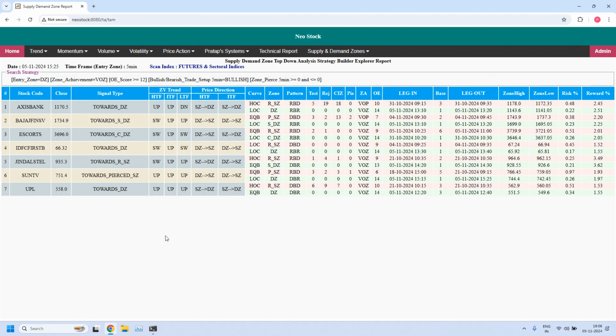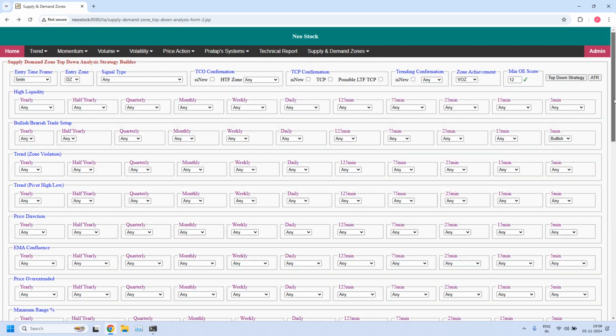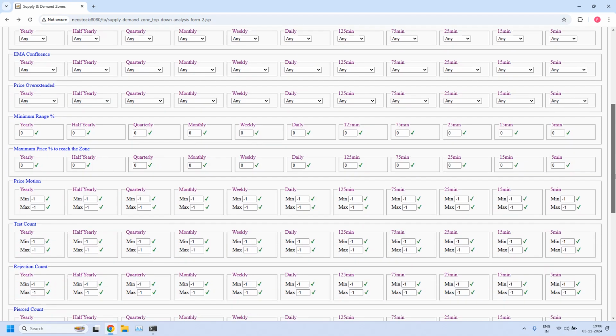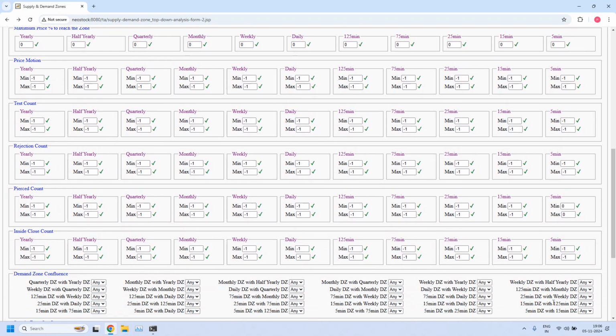These 7 stocks currently support a bullish trade setup for the hourly income trade. Entry time frame, entry zone: 5 minutes demand zones. Among these 7 5-minute demand zones, there could be some high probability setup stocks available. For that, let us look for LTF and ITF demand zone confluence, that is, 5 minutes demand zone with 15 minutes demand zone confluence.